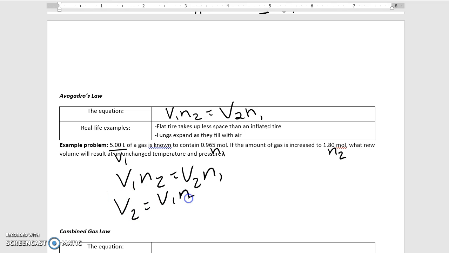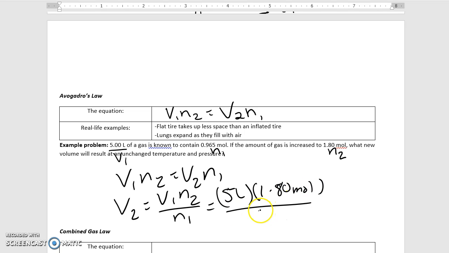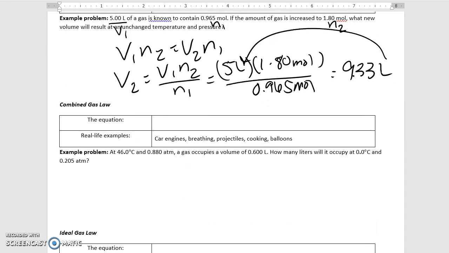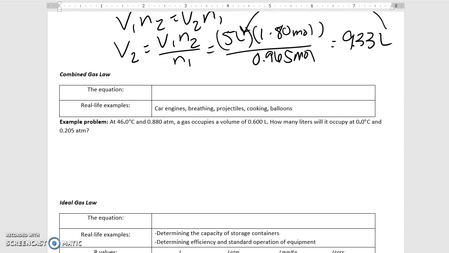So V2 equals V1 N2 over N1. Start plugging in. V1 is 5 liters, N2 is 1.80 moles, and N1 is 0.965 moles. Multiply across the top, divide by the 0.965 on the bottom, and you're looking at about 9.33 liters. Again, that unit matches the other volume unit, which is liters. All right, so hopefully these aren't too bad. You just need to use the right equation and plug in for what you need.